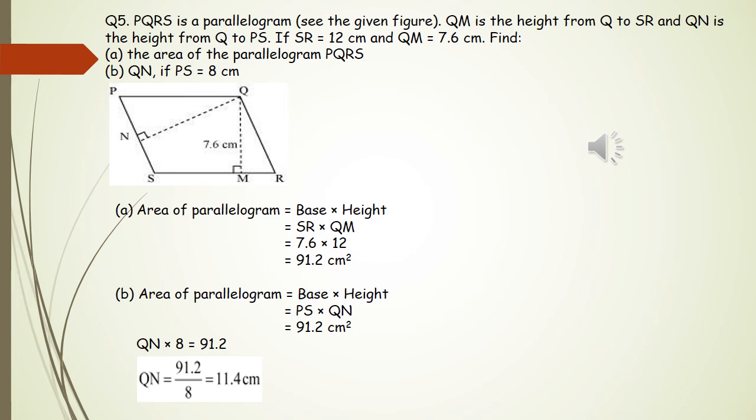So now we are taking the same formula, base into height, but a separate set of base and height is taken now. We are taking PS and QN and multiplying them, and from the previous part of the sum we have got that area is 91.2 centimeters square. So QN into 8 is equal to 91.2 because the value of PS is given 8 in the question. So QN will be 91.2 divided by 8, that is equal to 11.4 centimeter.